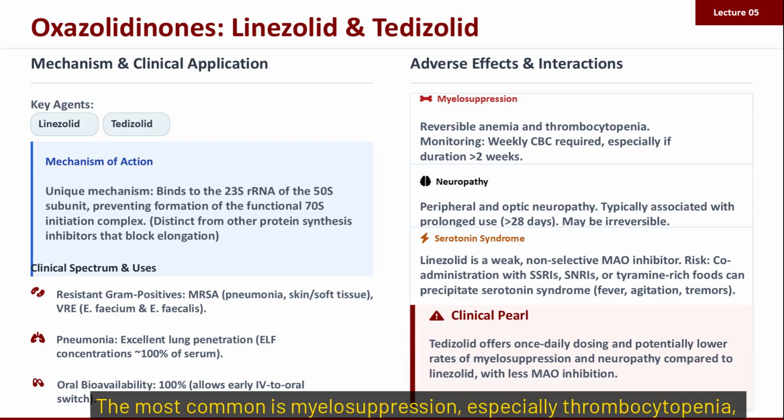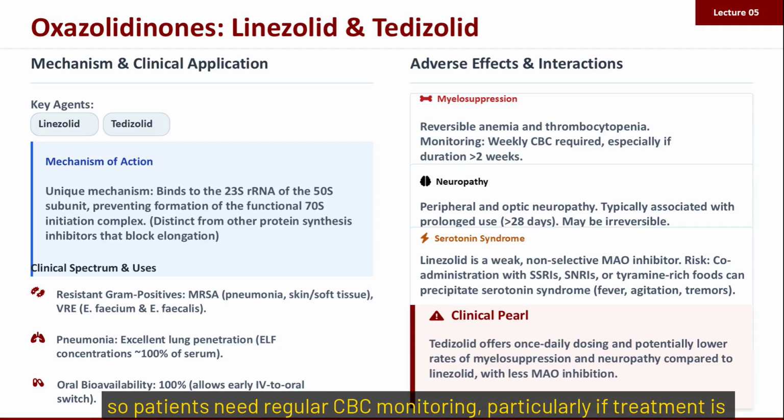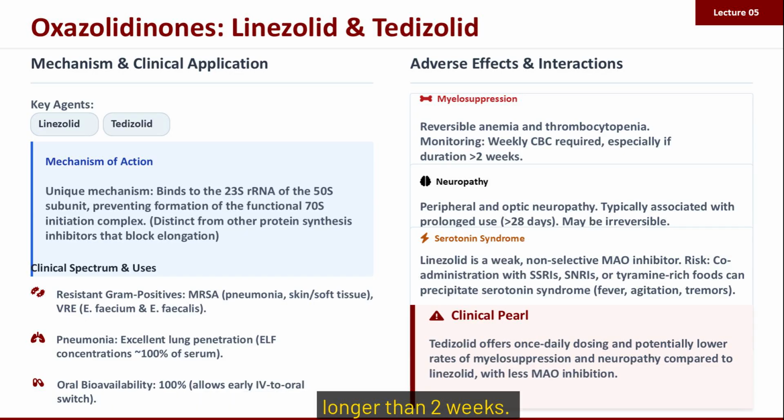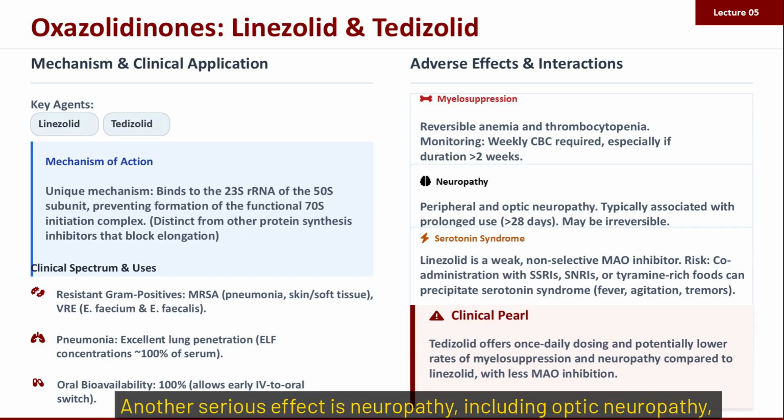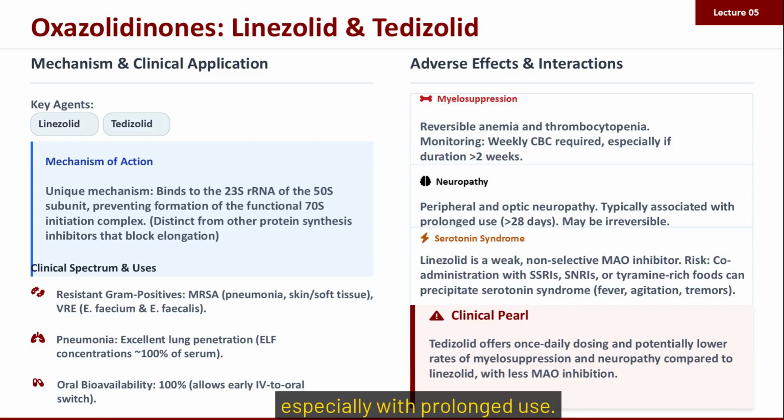Now let us discuss adverse effects, which are very important clinically. The most common is myelosuppression, especially thrombocytopenia, so patients need regular CBC monitoring, particularly if treatment is longer than 2 weeks. Another serious effect is neuropathy, including optic neuropathy, especially with prolonged use. A very important point: linezolid is a weak MAO inhibitor. Because of this, it can interact with drugs like SSRIs and SNRIs, leading to serotonin syndrome. So always be careful with drug history.